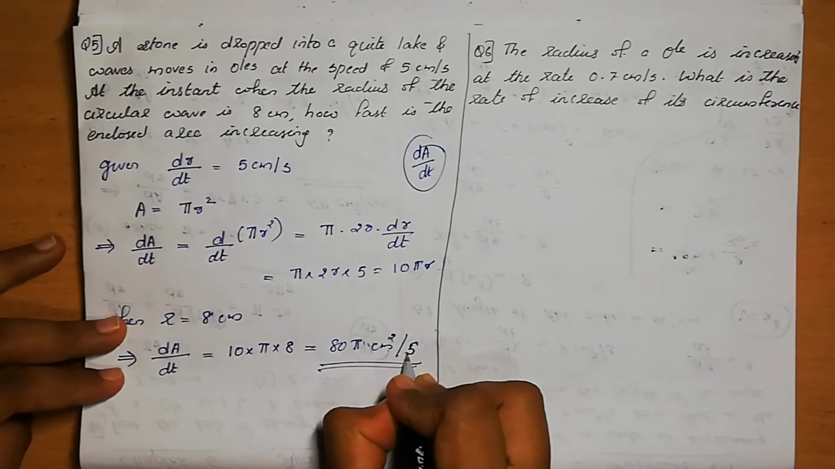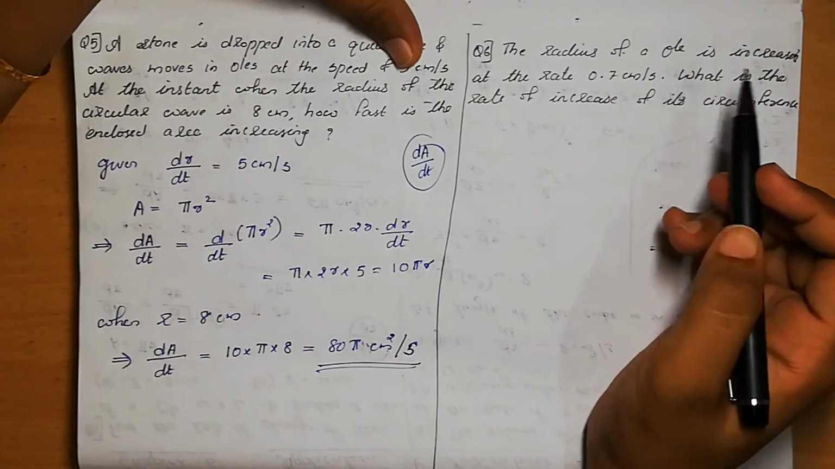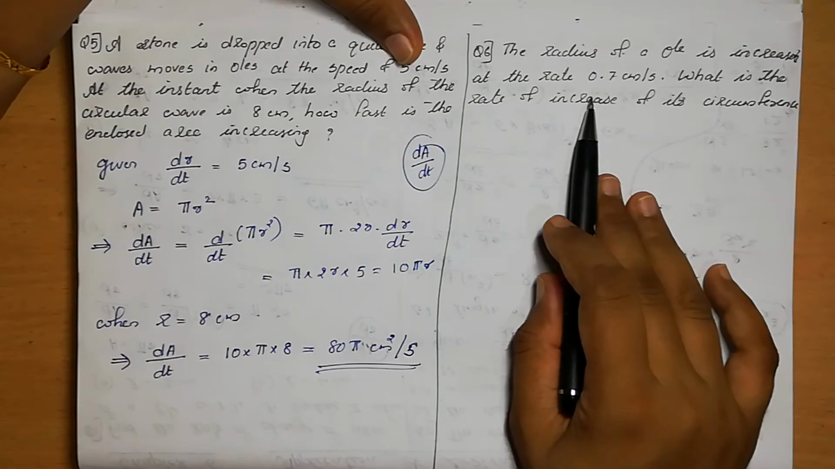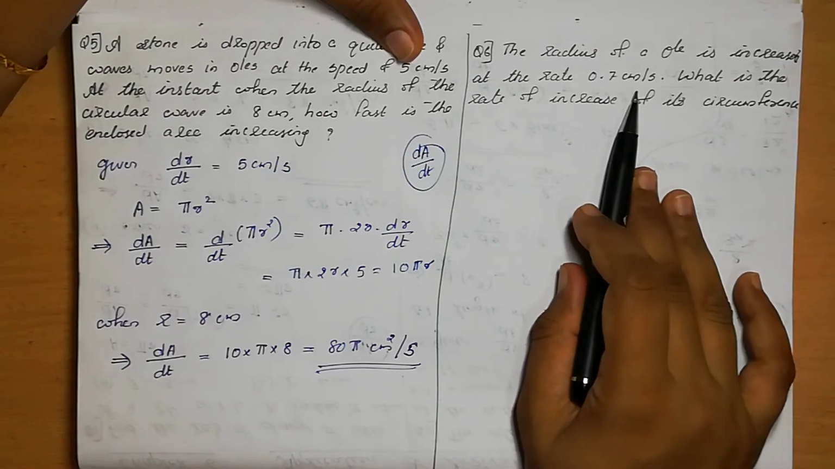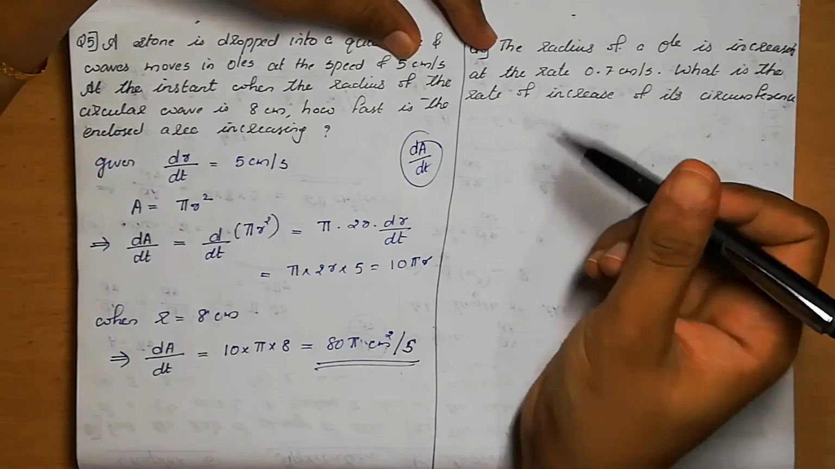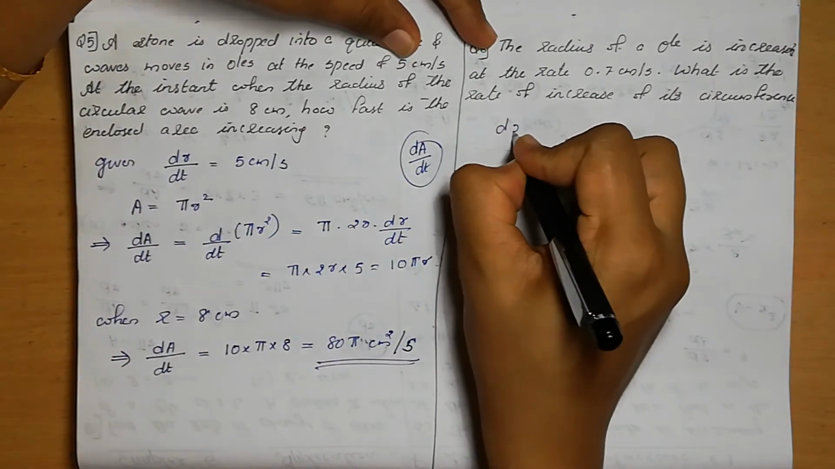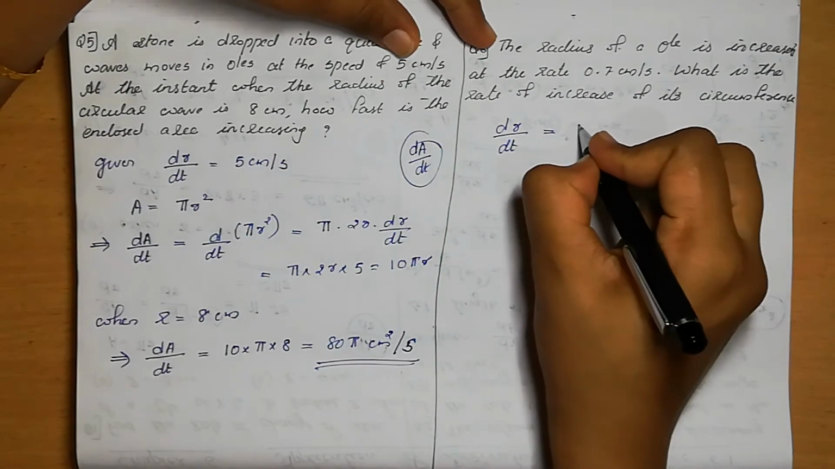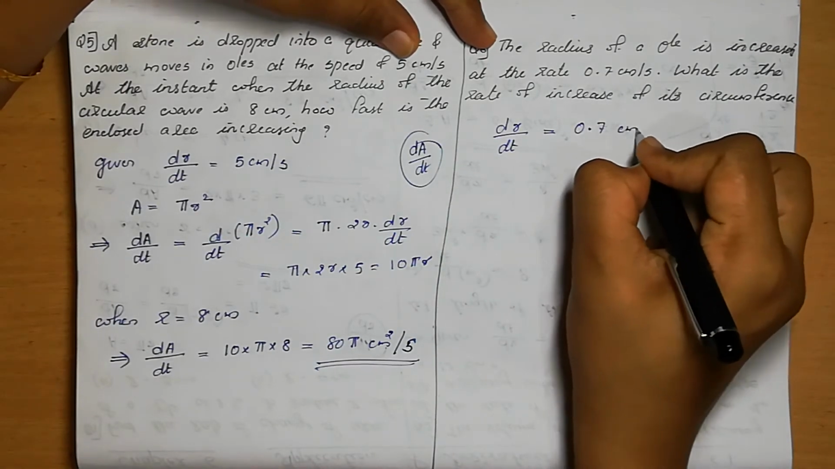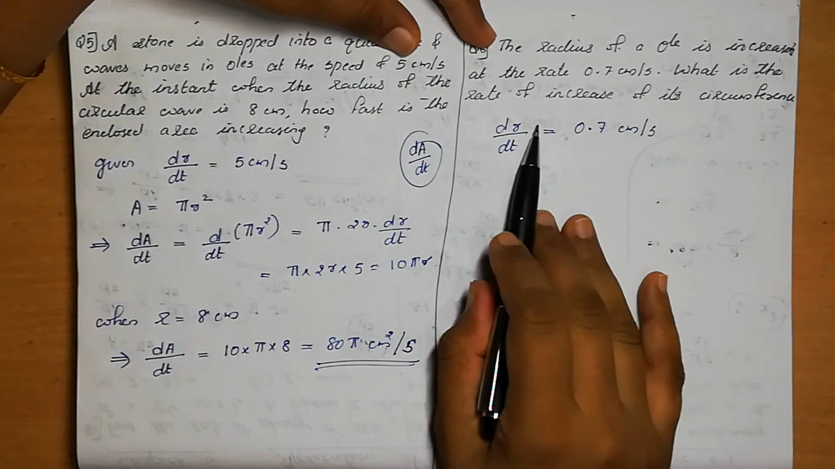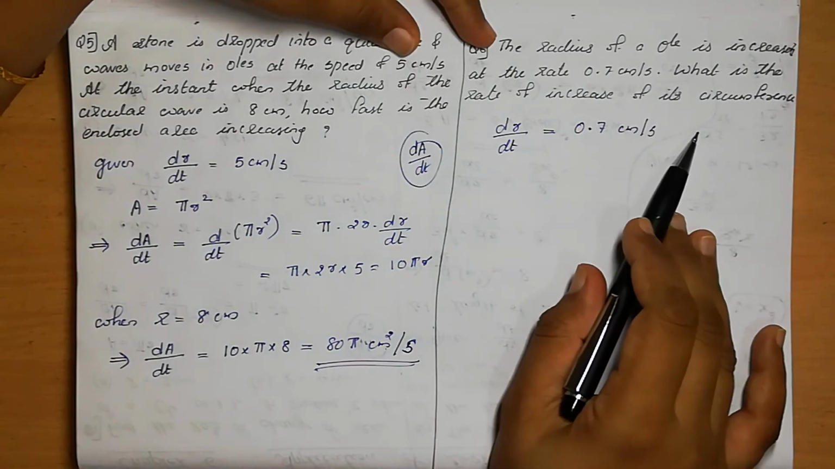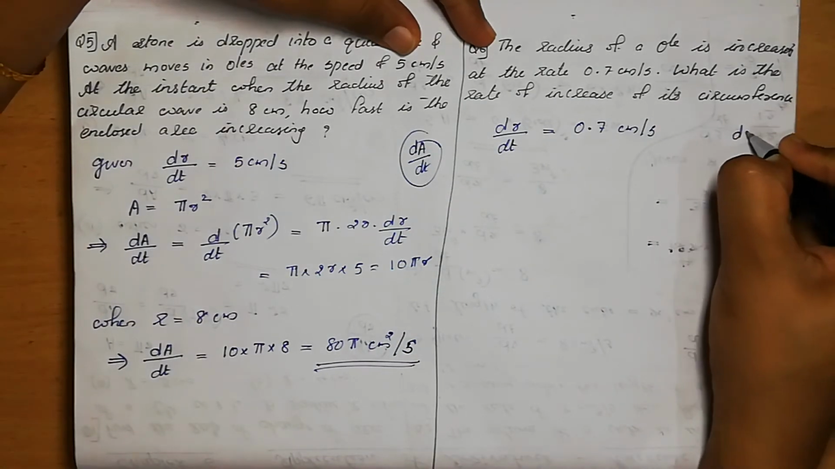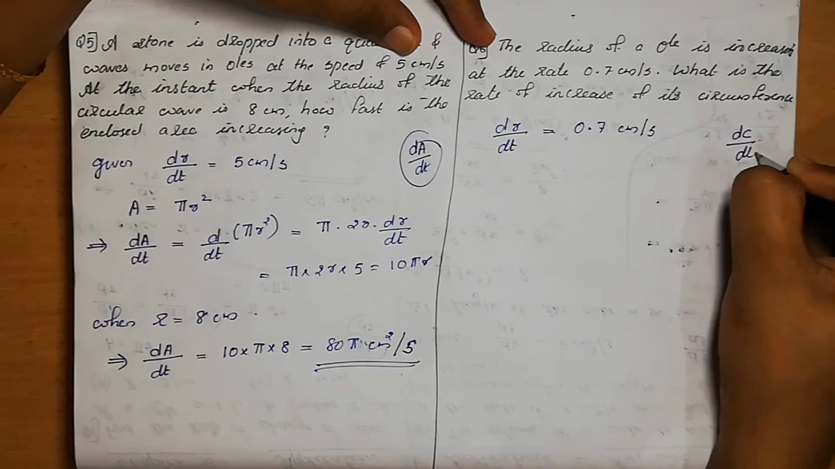Question number 6. The radius of a circle is increasing at the rate 0.7 centimeter per second. So what is this? What is given? dr by dt is given, right? Given dr by dt, radius of the circle is increasing at the rate is 0.7 centimeter per second. What is the rate of increase of the circumference? That means which one? What we need to find out? Circumference. Rate of change of circumference means dc by dt we are going to find out, right?